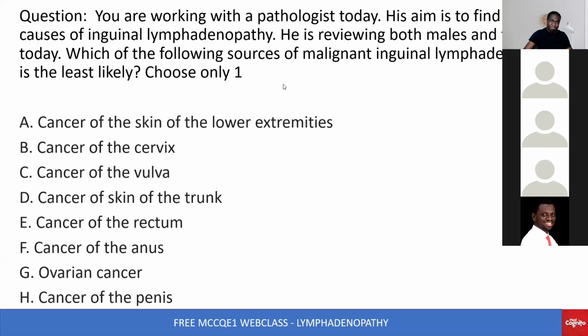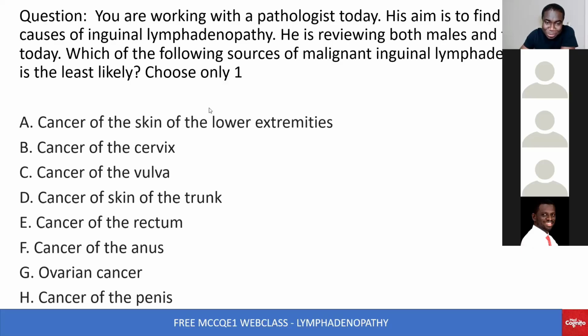Okay, now another question. You are working with a pathologist today. His aim is to find various causes of inguinal lymphadenopathy. He is reviewing both males and females today. Which of the following sources of malignant inguinal lymphadenopathy is the least likely? You see, the initial type of questions I brought were free-text, but now we've given you options and you've got to choose the best answer. Which of the following causes of inguinal lymphadenopathy is the least likely? Which answer are you going for?